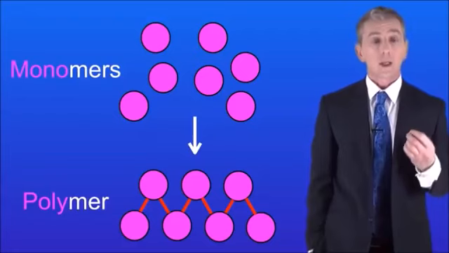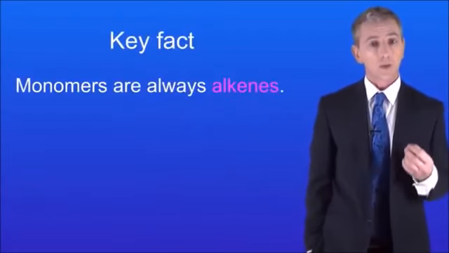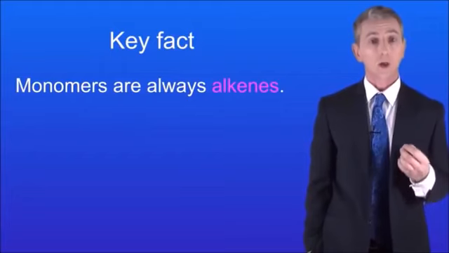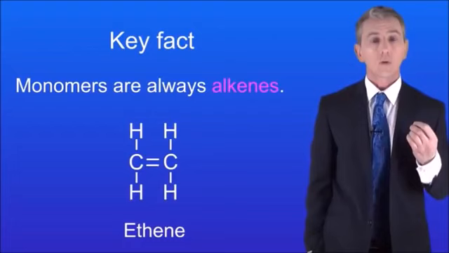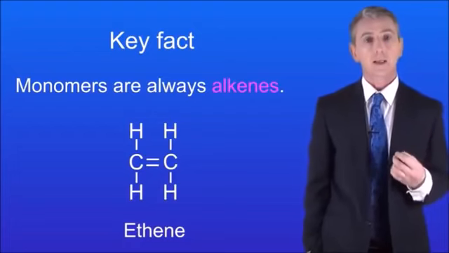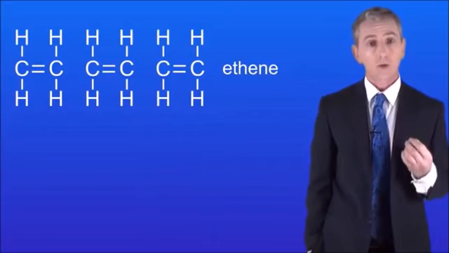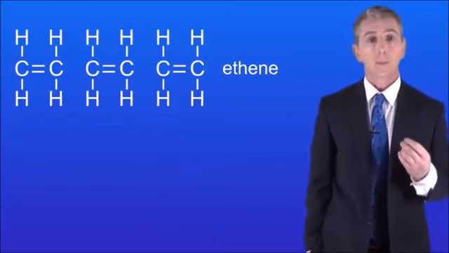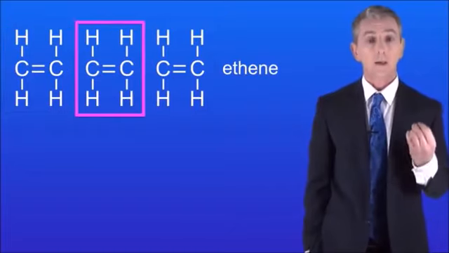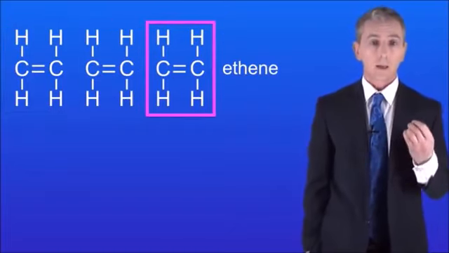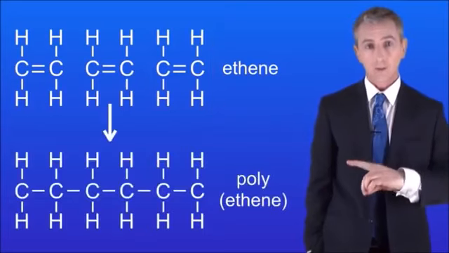Now, one key fact that you should learn is that monomers are always alkenes. In other words, they have a carbon-to-carbon double covalent bond. And a good example is ethene. So remember that monomers are alkenes. Okay, here I've taken 3 molecules of ethene and there they are. Here's the first molecule of ethene, here's the second, and here's the third. And I'm going to join them together to form the polymer, and here it is.